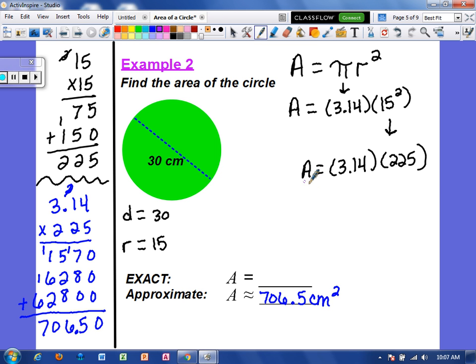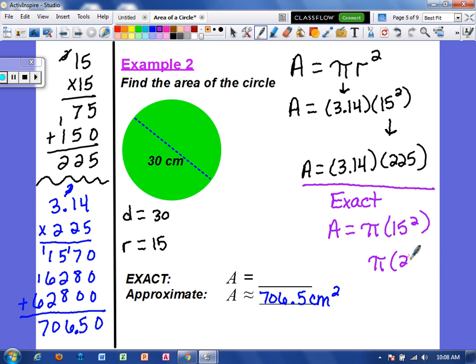Okay, now let's find the exact area. So remember, for the exact area, we don't actually have to calculate with pi. So area equals pi times the radius squared. So that would be pi times 225. And we would simply rewrite that as 225 pi.